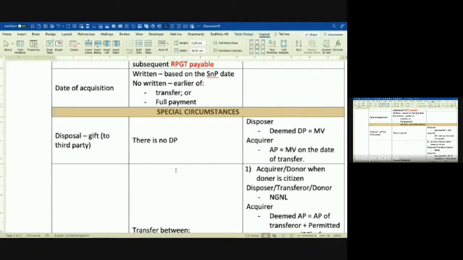So for example, here you have A and B. A transfers property to B as a gift. Even though A doesn't receive anything because it's a transfer of gift, to the disposer, the disposal price is deemed to be the market value. To the acquirer, it is deemed that I acquired the asset at the market value as well.